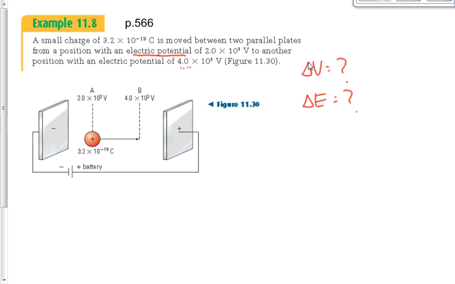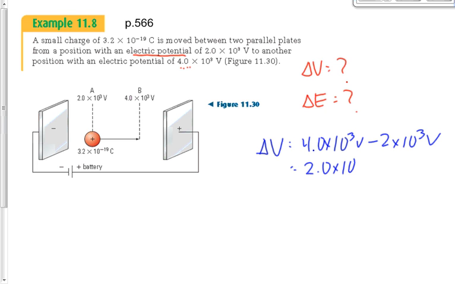Now, delta V is the easy one, right? Looking for the potential difference. If you've got the initial potential and the final potential, just subtract them. 4.0 times 10 to the 3 volts. Subtract 2 times 10 to the 3 volts. My answer for potential difference will be 2 times 10 to the 3 volts. There's the first part of it.